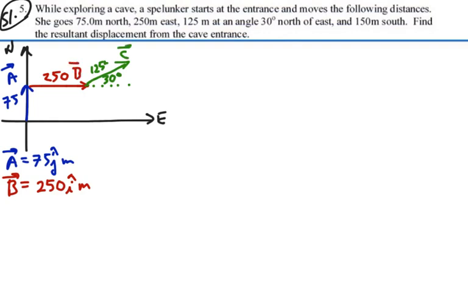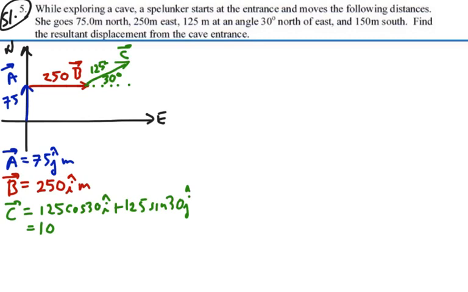This one would be, so C is equal to 125 cosine 30 I plus 125 sine 30 J. And if we figure these components out, 125 times cosine of 30 is 108.3 I, and sine of 30 is 1/2, so this is going to be 62.5 J. So that's our vector C.